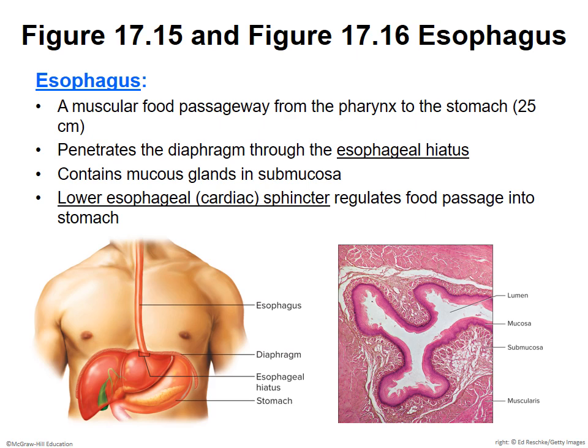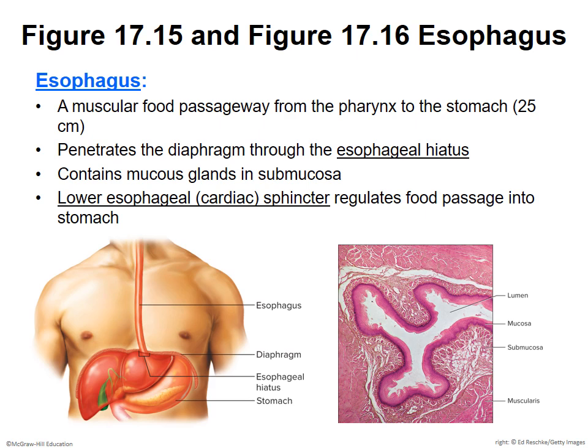The esophagus is a muscular passageway from the pharynx to the stomach. It's 25 centimeters long. You don't have to know that. You do need to know it goes from the pharynx to the stomach. It penetrates the diaphragm through a little opening called the esophageal hiatus. Remember, that's where the esophagus is not there. So the esophageal hiatus, there's an opening. A hiatus means it's not there. So the esophagus fits into this little opening.